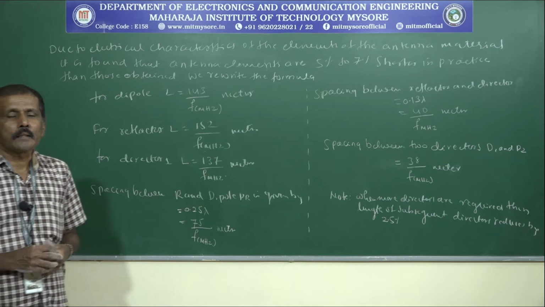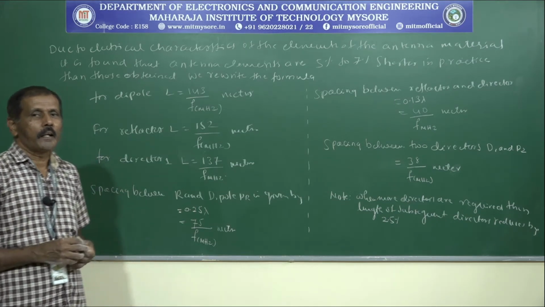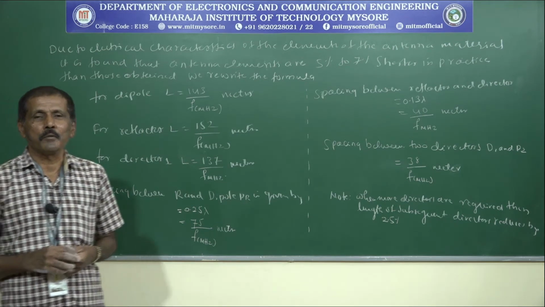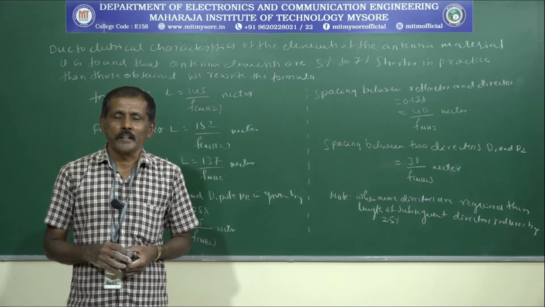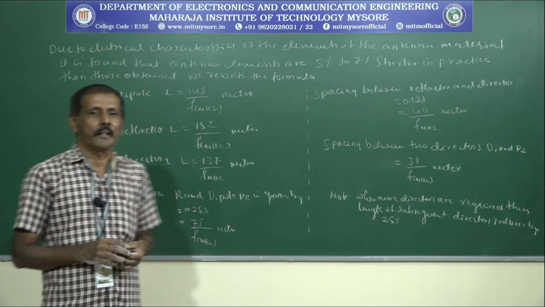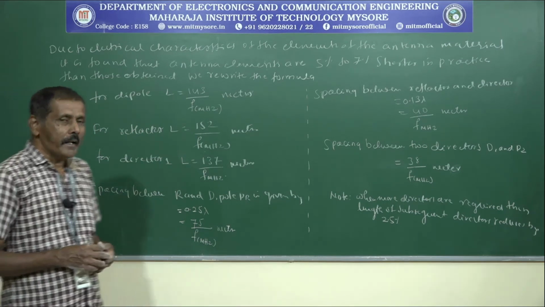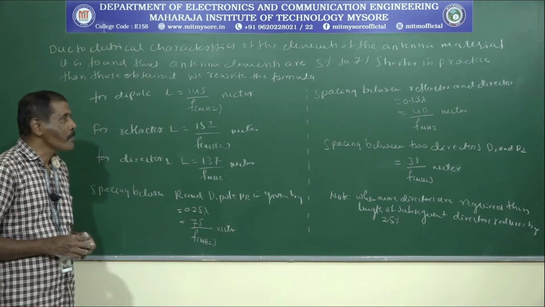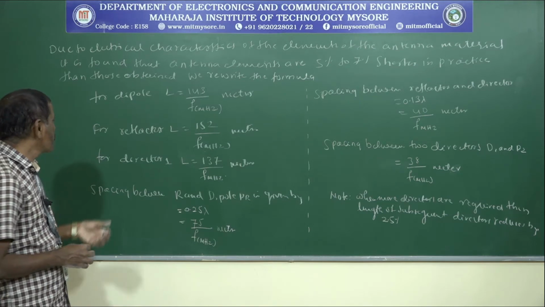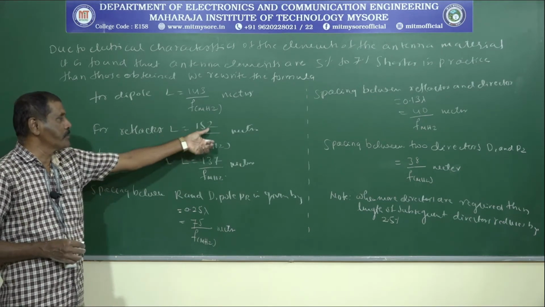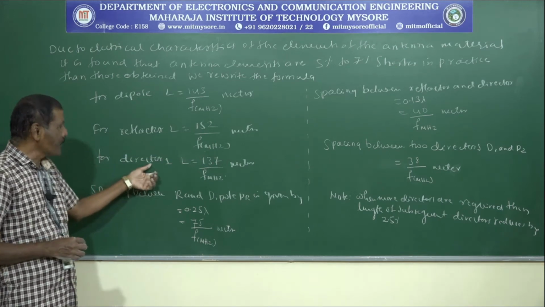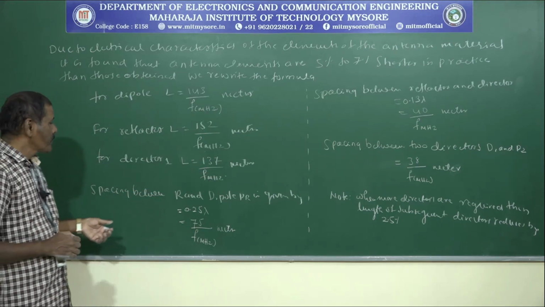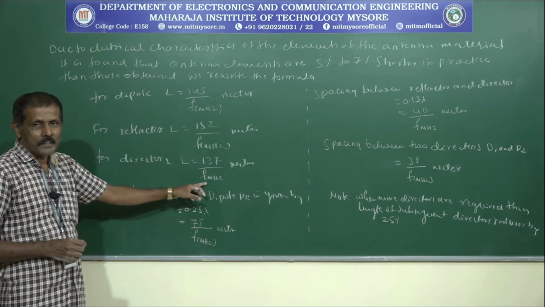Due to the electrical characteristics of the antenna materials, it is found that the antenna elements are 5 to 7% shorter than the actual antenna you are designing. We rewrite the formula as: for the dipole, L is equal to 143 divided by F; for the reflector, length equal to 150 divided by F; and for director 1, length equal to 137 divided by F, and all the values are measured in megahertz.